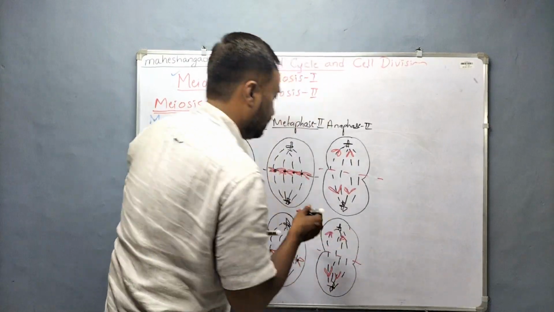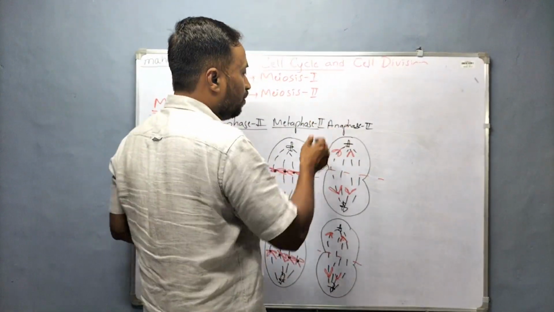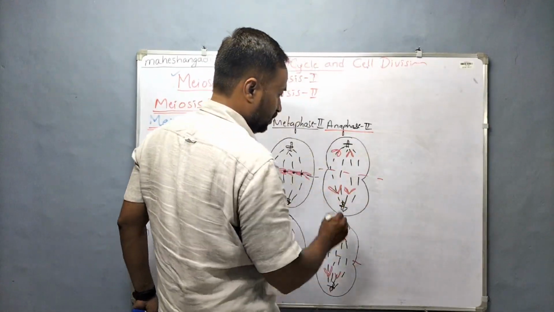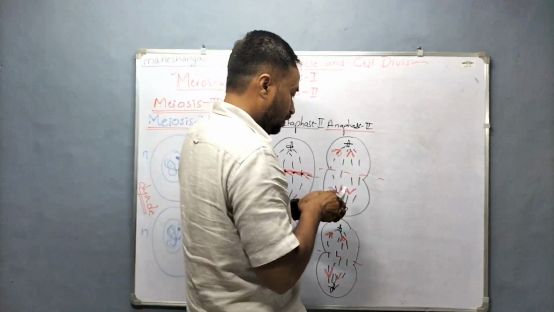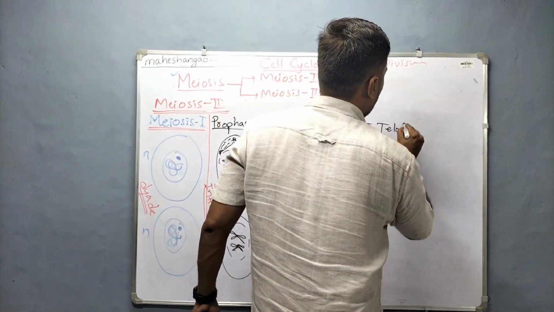Yes. This is how the sister chromatids move towards the opposite pole. By the end of anaphase 2, they almost reach the opposite poles. And the last phase is telophase 2.